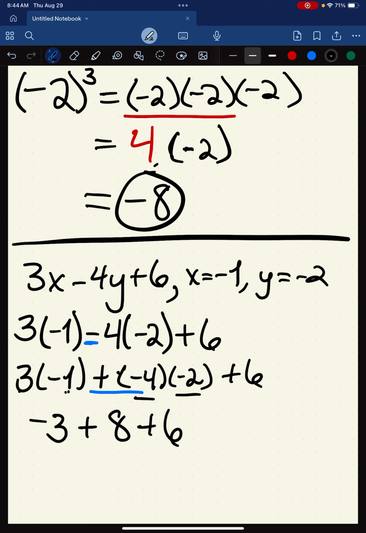Negative 3 plus 8 is 5. If you recall from a couple lectures ago, we talked about how to calculate that. So negative 3 plus 8 is 5. 5 plus 6 is going to give us 11. Okay, I'll go ahead and stop there.